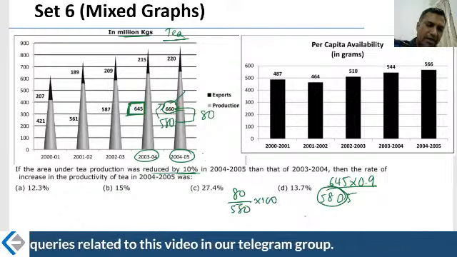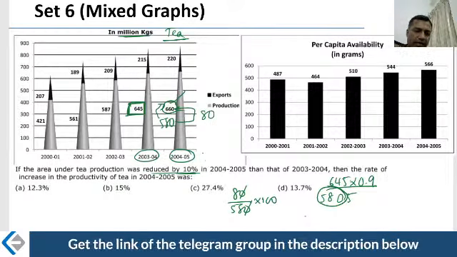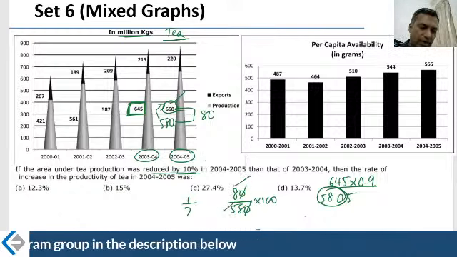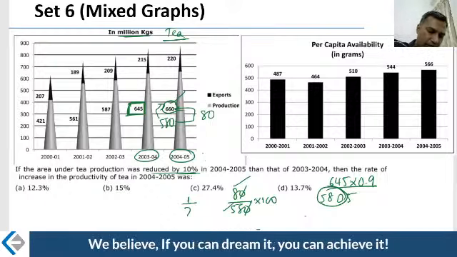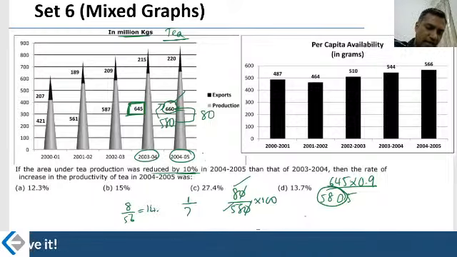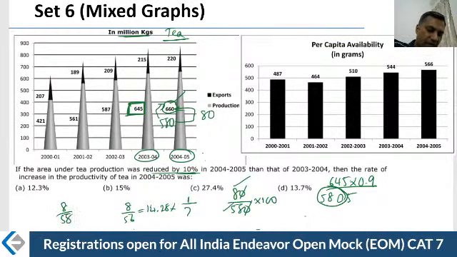Therefore, on a scale of 100, how much do I get? That is the required question. An approximate answer, let's try and find out. Divide this by 8. 8 sevens are 56, so 1 by 7, what is 1 by 7, friends? Somewhere about 14%. 8 divided by 56 is 14.28%. But 8 divided by 58 will be less than 14.28%. My answer is 13.7%.